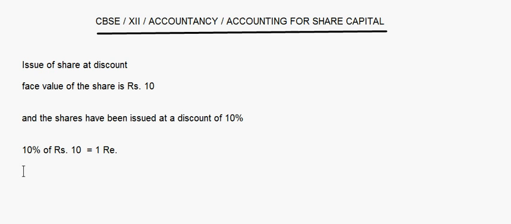Now whenever discount is allowed on a share, it is always on the allotment money, right? Now that is a loss for the company. Whenever discount is allowed, the company incurs a loss. Now look at the entry here. Share allotment account debit, discount on issue of shares account debit to share capital account. This is the entry which is passed when the allotment money becomes due.